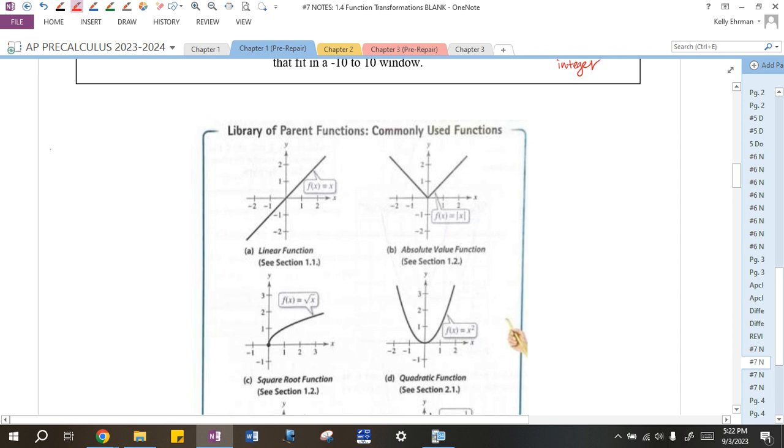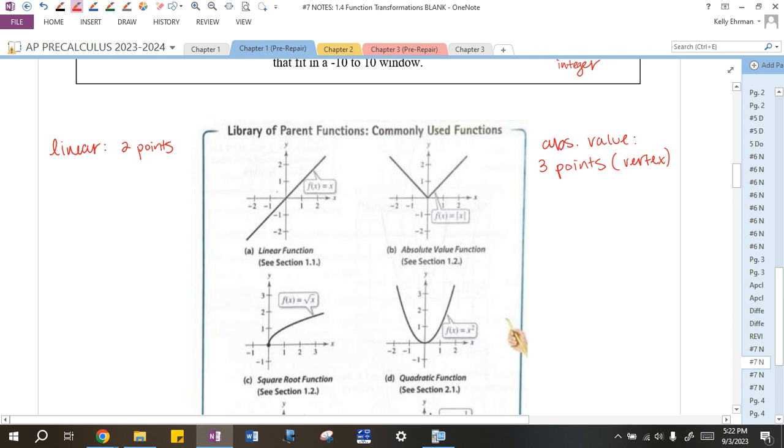So if we have a linear function, how many points do you have to plot? 2 points. 3 points would be fine, but 2 is the minimum. What if we have an absolute value graph? How many points do we have to plot on an absolute value graph? About 3 points. One of the points should be the vertex, and then 1 point on either side.